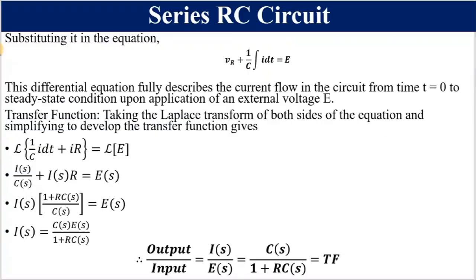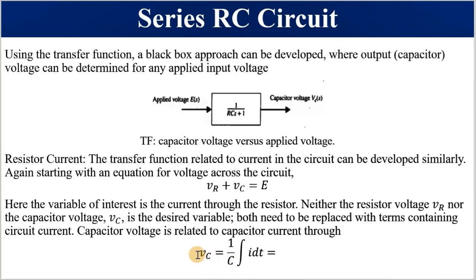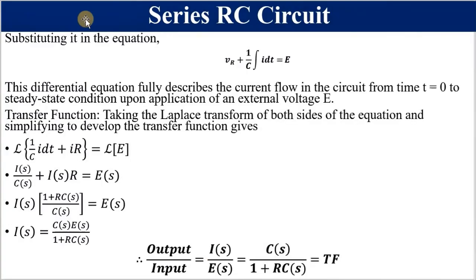Let's proceed, and we are going to substitute it in the equation. We know this is the equation for voltage, and we are coming from there. So we are saying the voltage across the resistor plus the voltage across the capacitor gives us our supply voltage, and this differential equation fully describes the current flow in this circuit from time t equals 0 to its steady state condition.